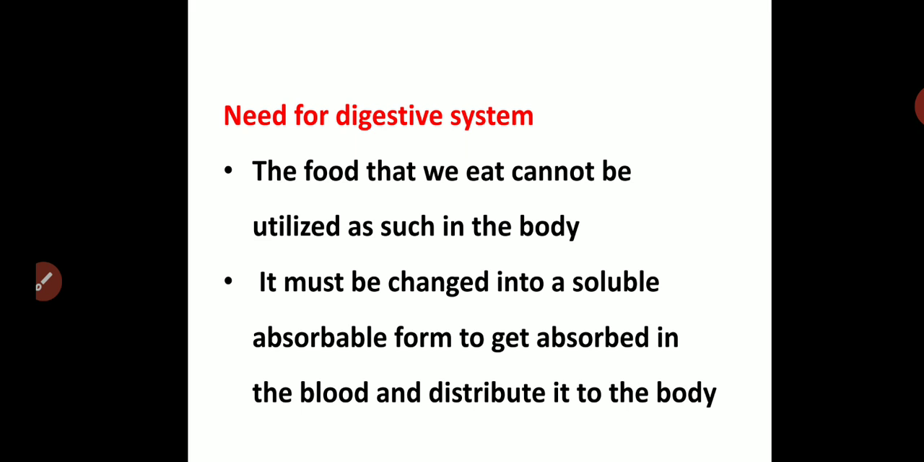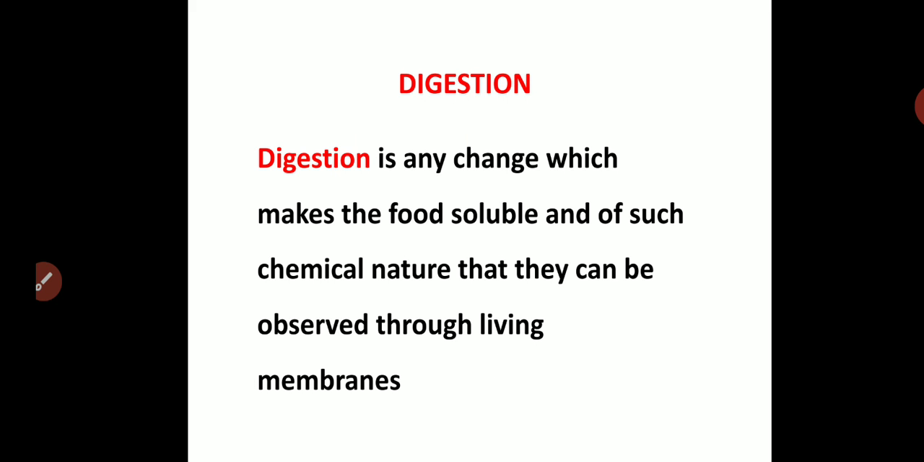All the food that we consume is not in the simplest form, and hence it has to be broken down into simple form. That is the digestion process, and then it will be able to be absorbed in the bloodstream, so that the blood can reach it to each and every part of the body. For this, we require a digestive system.